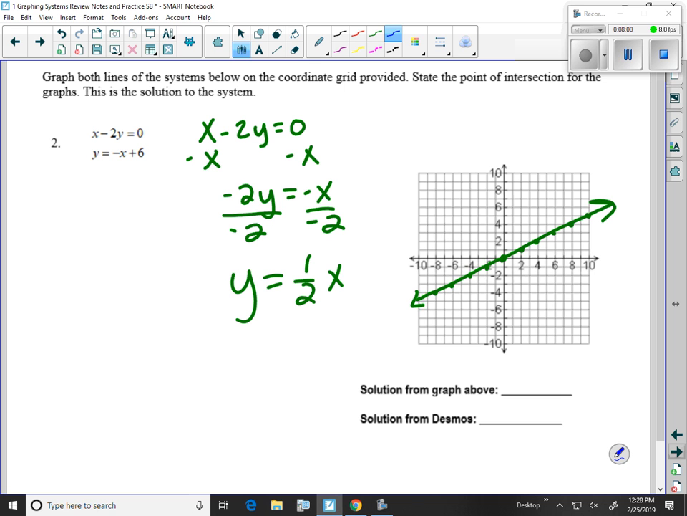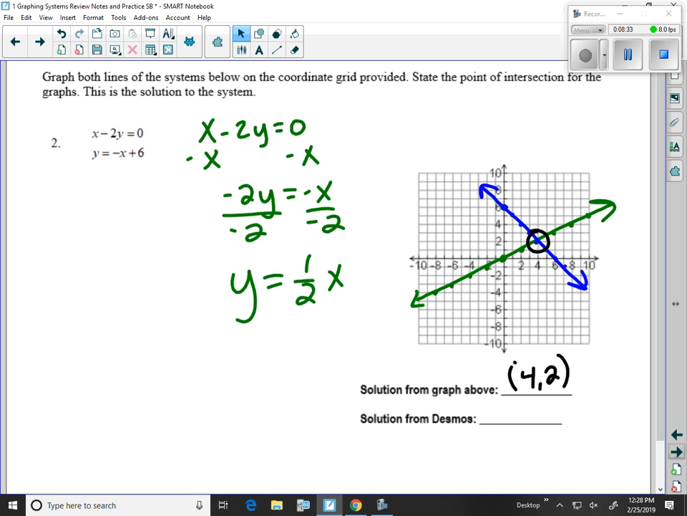Okay, my y equals -x plus 6. Is that ready to graph? Yeah. You bet. Okay, we don't have to rewrite that. So we have a y-intercept of 6, down 1 and right 1. Okay, you should be able to find that intersection point. Okay, and I'm getting 4, 2. You agree with 4, 2?